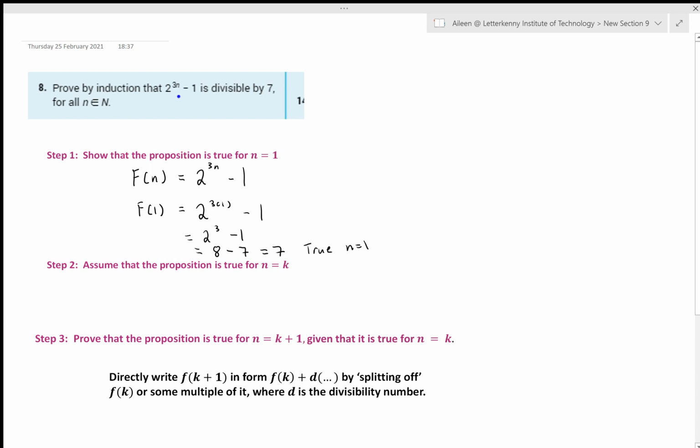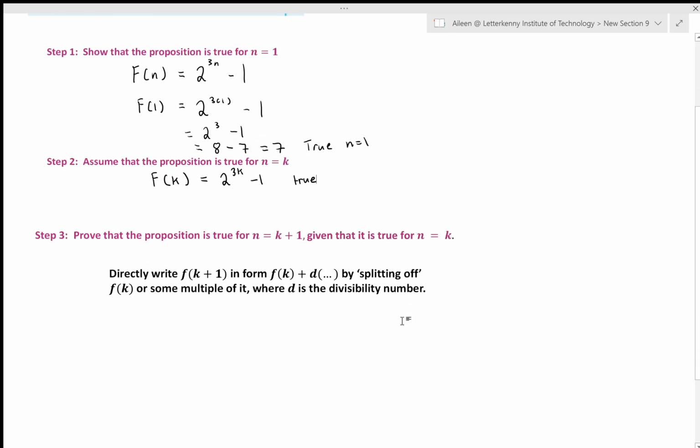In step 2, we have to assume that our proposition or our general statement is now true when n is equal to any value k. So we assume that this is true, that f of k, which is 2 to the power of 3k minus 1, we assume that this is true. So we assume that this statement is divisible by 7.